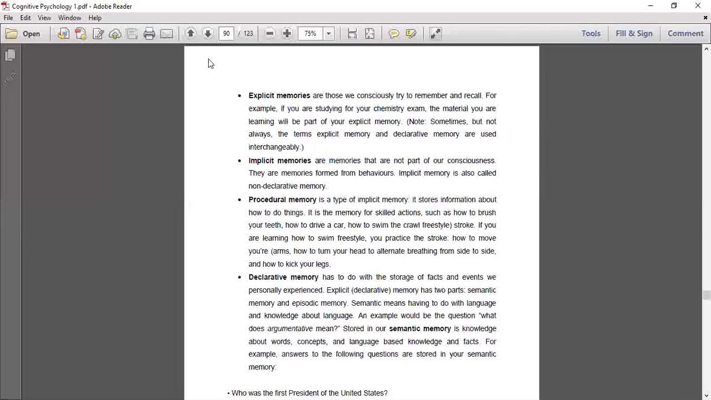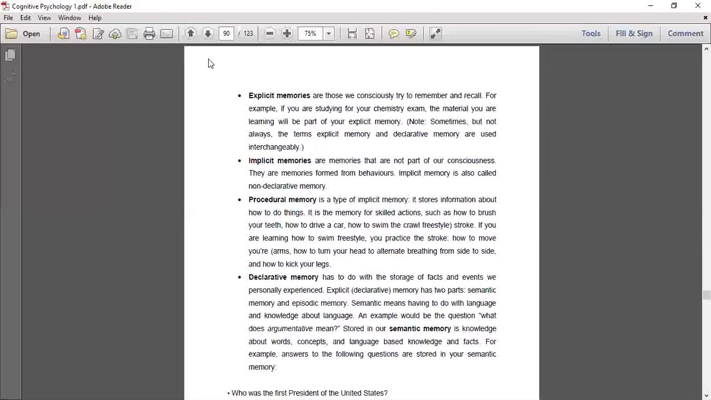Coming back to declarative memory, this is storage about facts or events, personal experiences, which comes from semantic memory and episodic memory. On our consciousness, we declare it, which means we pronounce it. Facts and events. Semantic memory is knowledge about words, concepts, and language based on knowledge and facts. So semantic memory is more about knowledge and facts. Whatever facts you know, it's semantic memory.